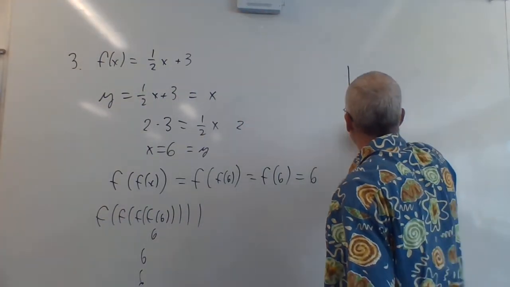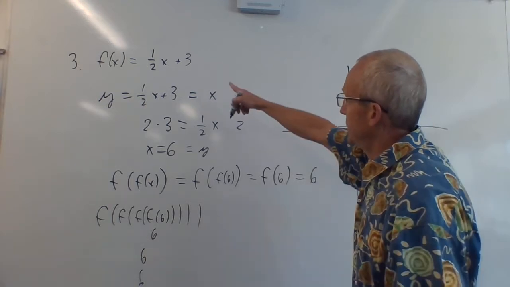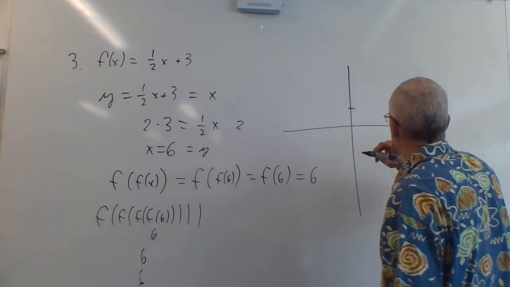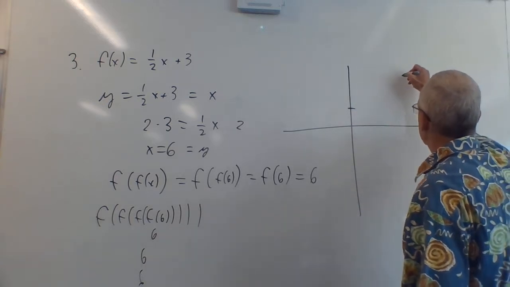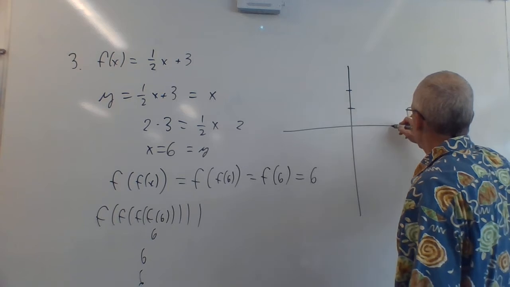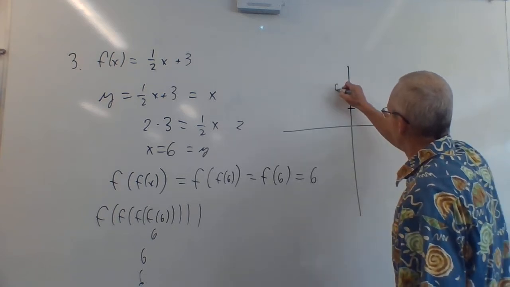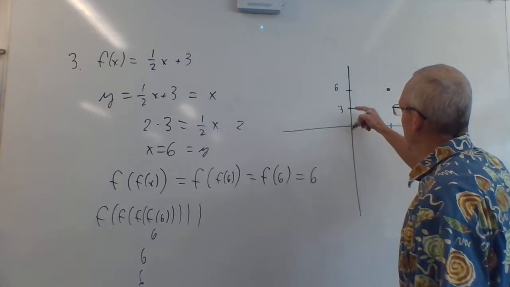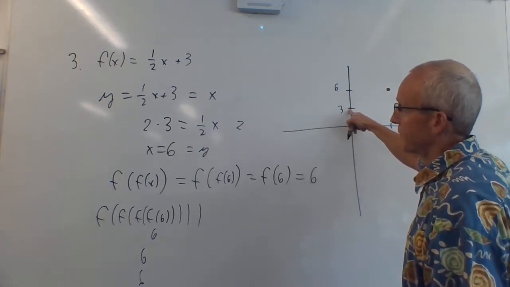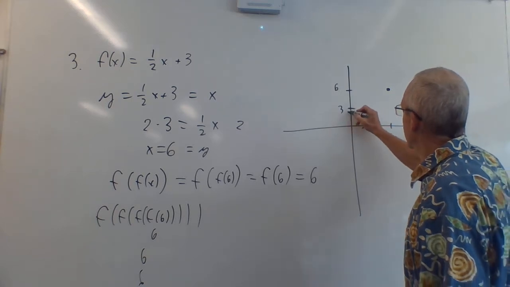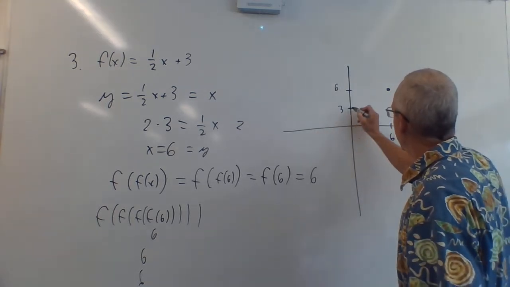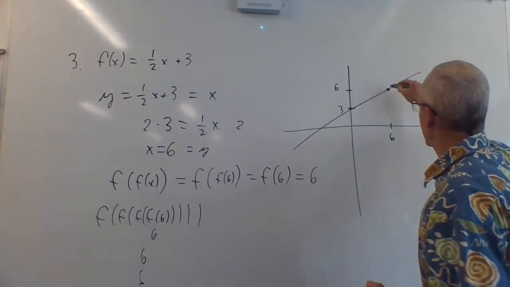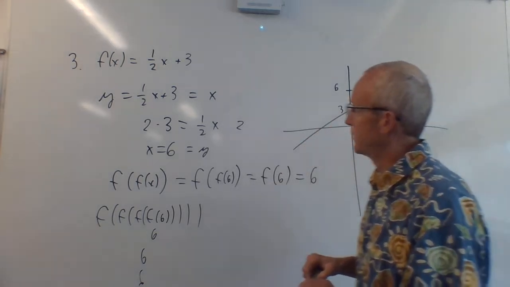So we know that 1/2 x plus 3 starts off, let's say 3 here is the y-intercept. And we know it always goes through 6. So here's 6, here's 3. It's always going to go through that point. And we know it has a y-intercept of 3 and a slope of 1/2. So here is the original line. It looks like that. We know it goes through 6 because that's the fixed point.